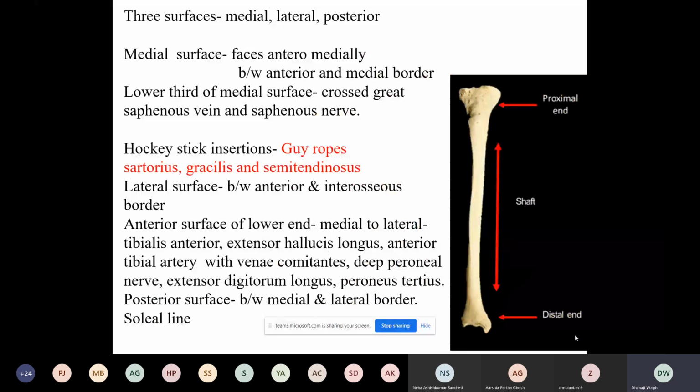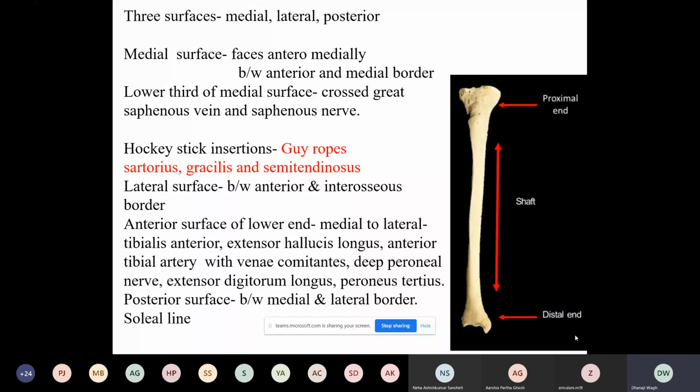In the lower third portion of the medial surface, the great saphenous vein and saphenous nerve cross. This is a viva question. Towards the lower third of the medial surface, which structures cross? The great saphenous vein and saphenous nerve. You have to remember this one.